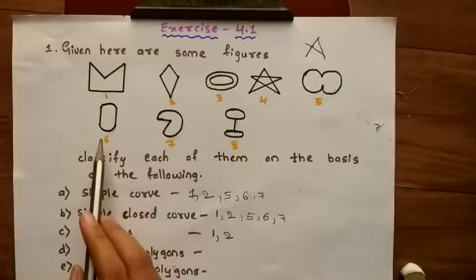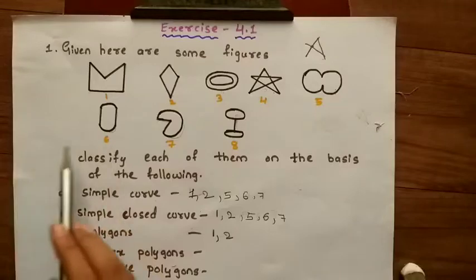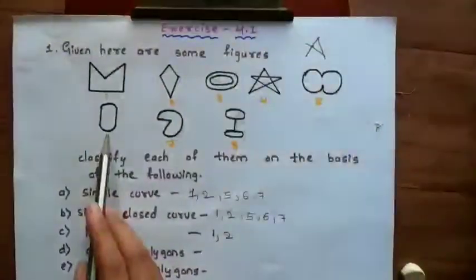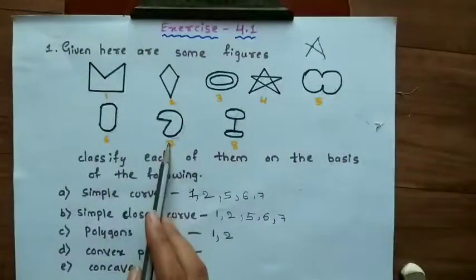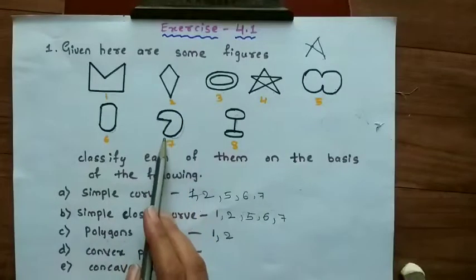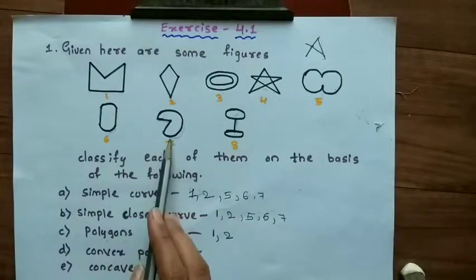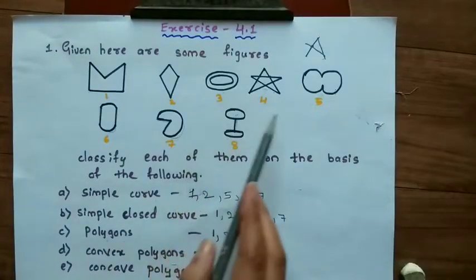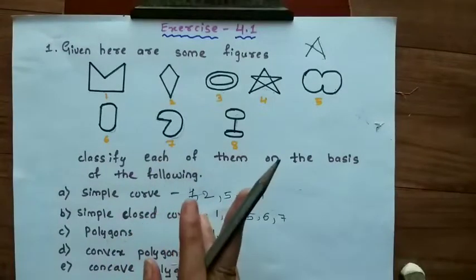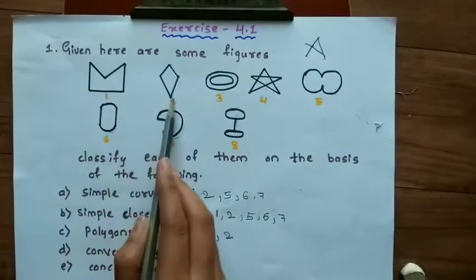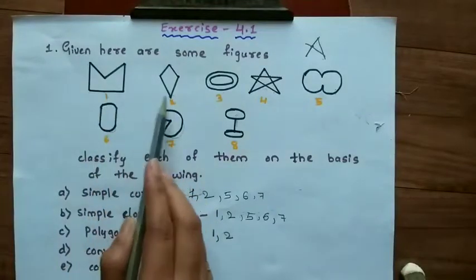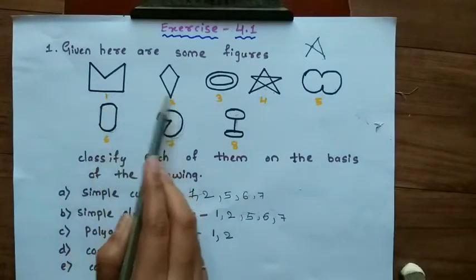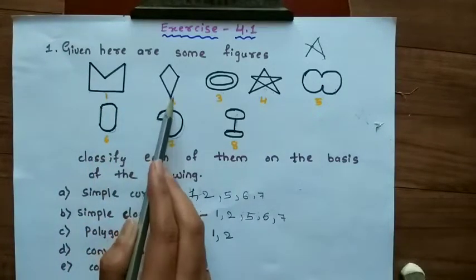Figure 6, of course, is also not a polygon because this figure is also not made up of line segments. In figure 7, here also line segments are not there, so it is also not a polygon. Figure 8 is also not a polygon. So in these 8 figures, we have only 2 polygons. Those are figure 1 and figure 2, because these 2 figures are made up of line segments, and the second condition, these 2 figures are simple closed curves.